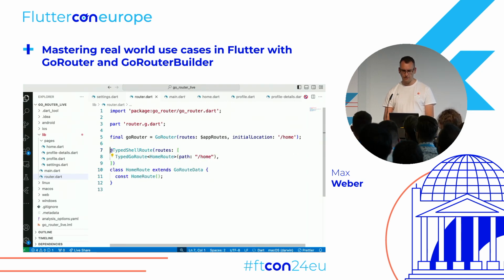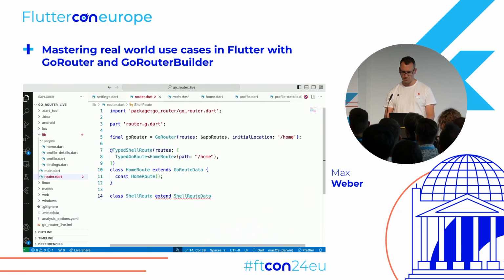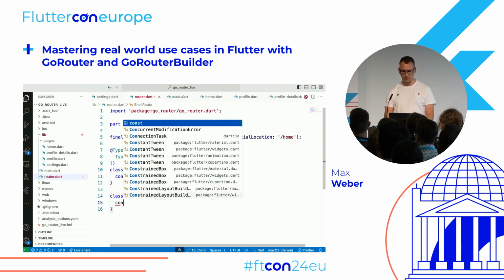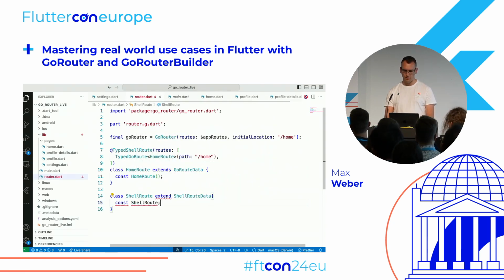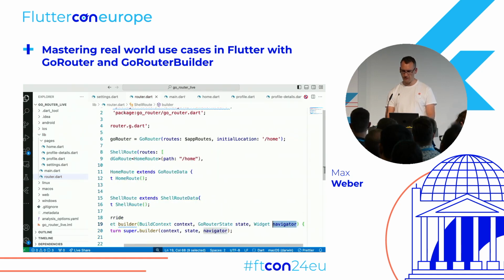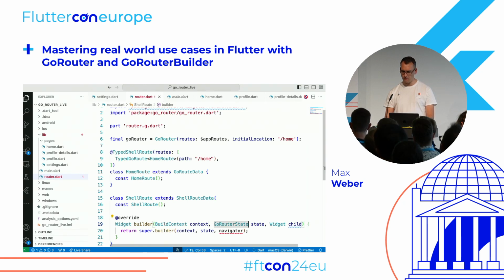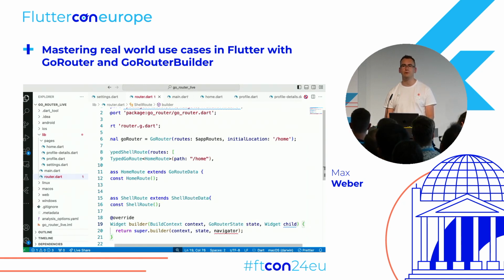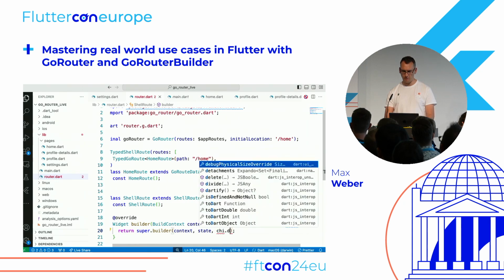We don't need that. So now I said already we have to define here the shell route part, if you remember. So we need to create a class for the shell route, extends GoShellRouteData. And inside of here, we just create again the shell route itself. Did I miss extends? Sorry for that. And we define the builder. And inside of the builder, it automatically creates the child widget here. We have the GoRouterState that we have access to if we need to redirect or anything. And at the end, we pass that further.